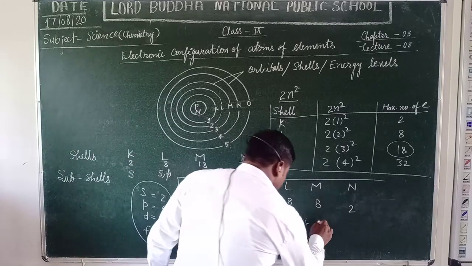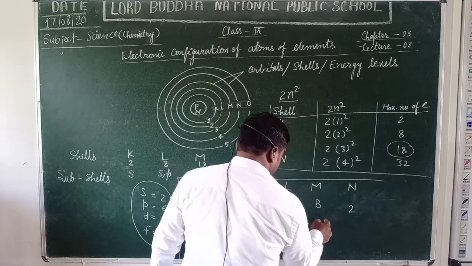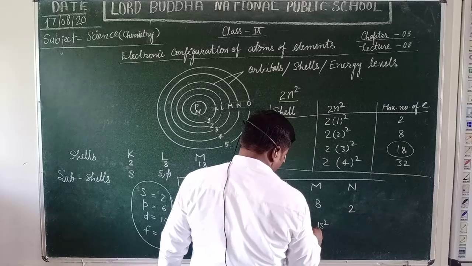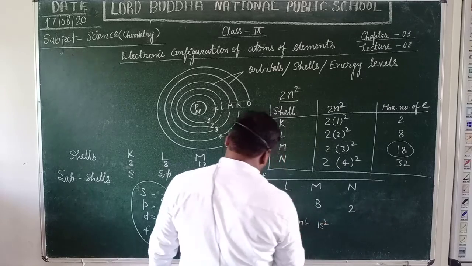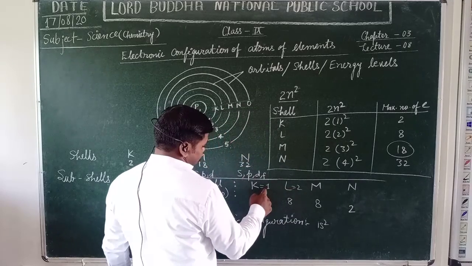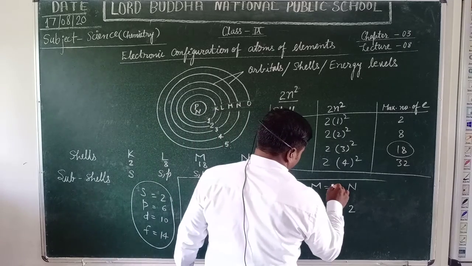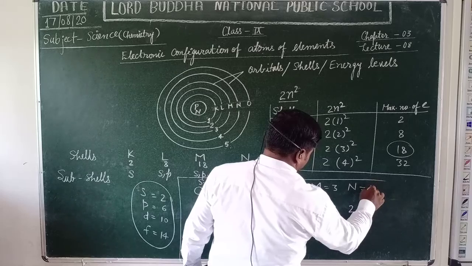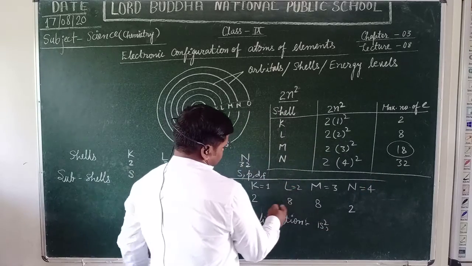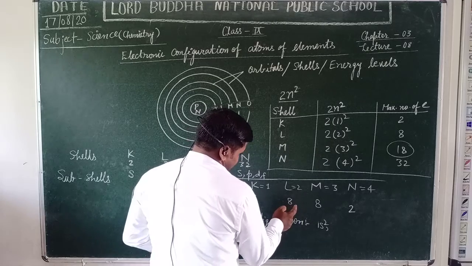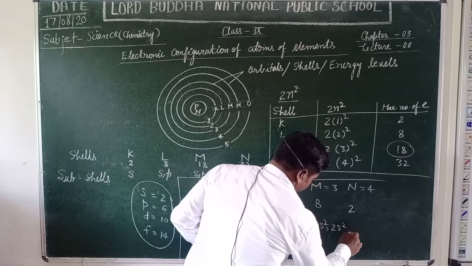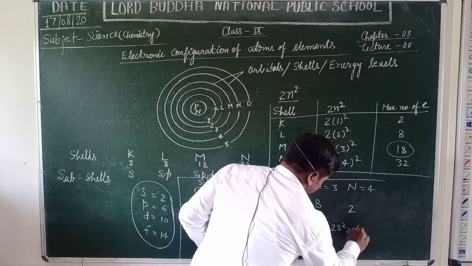Then, according to spdf, the electronic configuration of calcium is 1s2, here 1 represents the principal number of the shell. It means K shell is 1, L shell is 2, M shell is 3, and N shell is 4. 1s2. Now we are talking about the second shell, second energy level, 2s2, 2p6.